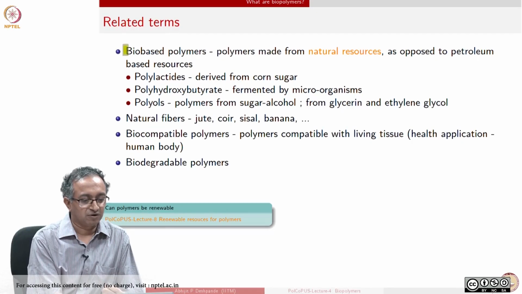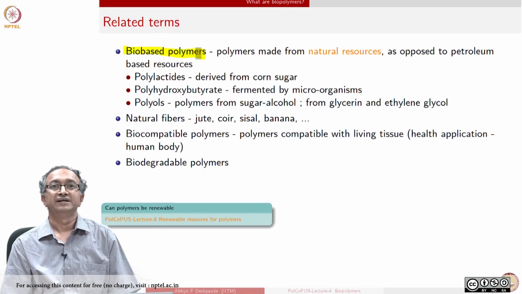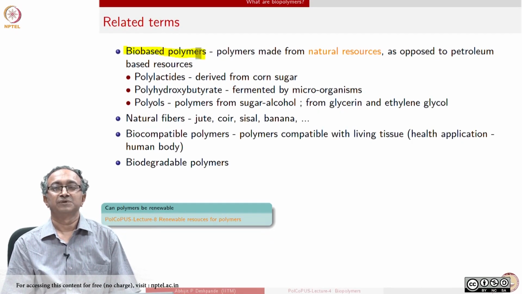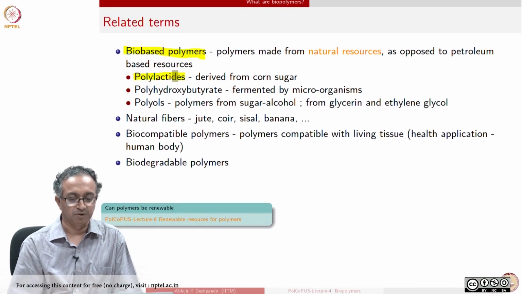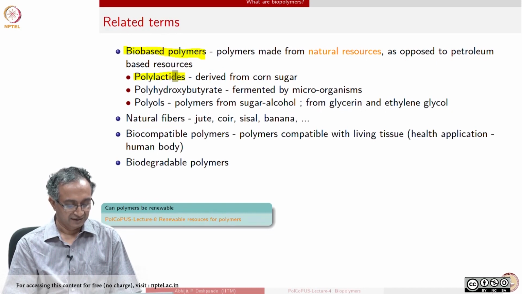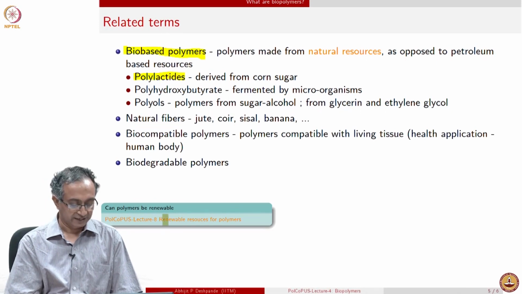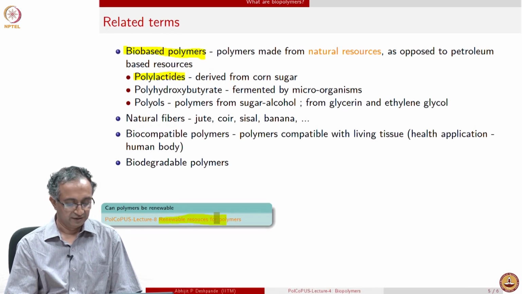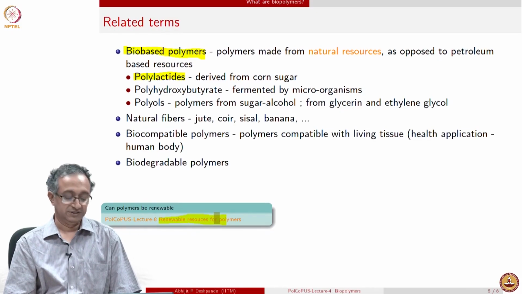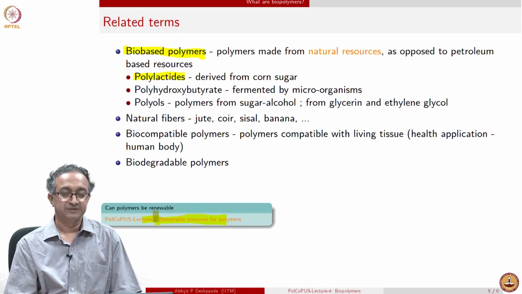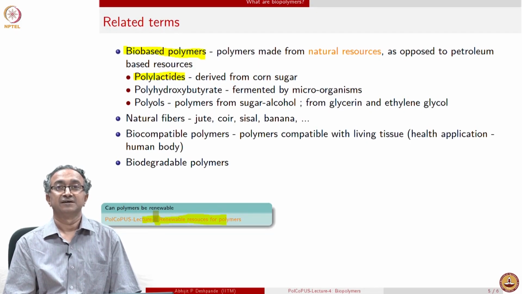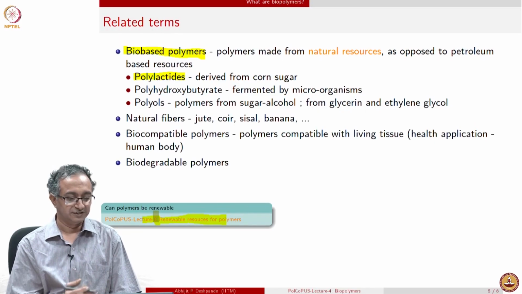Some polymers are called bio-based polymers, in which case the raw materials come from the natural world. An important example of this is polylactic acid, and we will look in a little more detail at renewable sources for polymers in lecture 8 also. Polylactic acid is considered to be a very good candidate material for packaging. It is a biodegradable polymer and it is made from corn sugar.